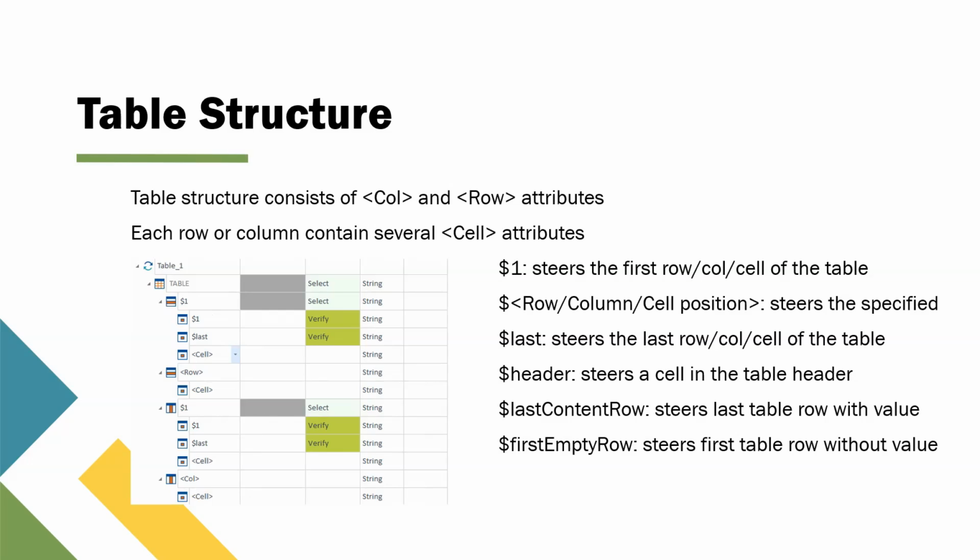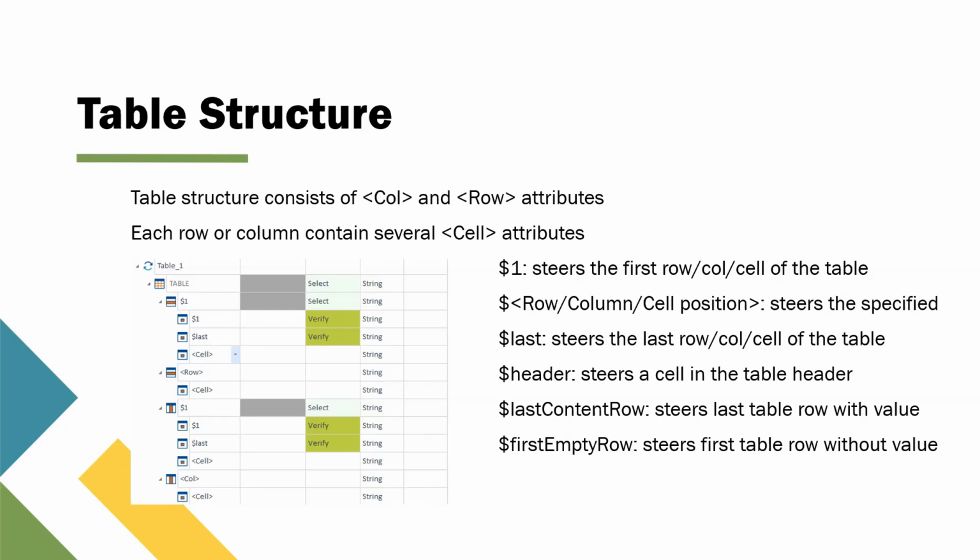Then we have also got the $header. Now this will steer a cell in the table header. Then we have got the last content row, which steers the last table row with value. And then the first empty row, which will basically steer the first table row without a value, right? So as you can see, there are multiple options here, and these are provided by Tosca so that you can easily steer different elements on the table using different properties, basically, right?